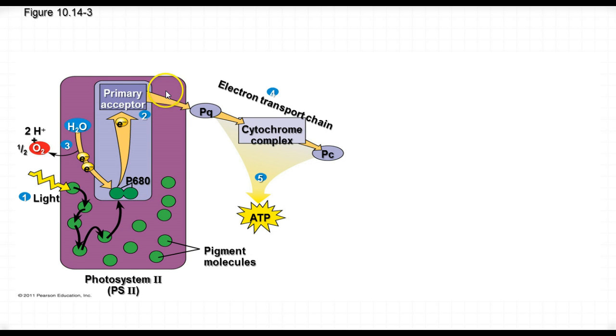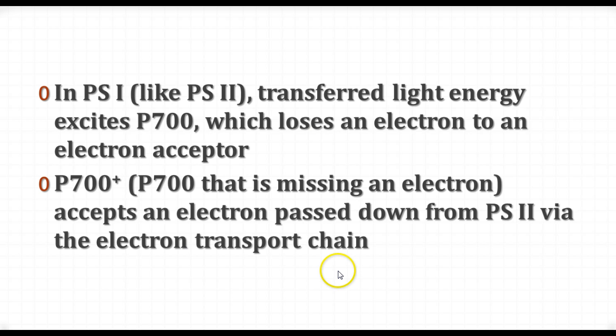So here's our electron transport chain. Our electrons are going from a highly excited state to a lower one. As they pass through these carrier molecules here, they're going to generate ATP by means of that proton motive force. In photosystem 1, light energy will then excite P700, similar to what happened in photosystem 2. It's going to lose an electron to an electron acceptor, and then it's going to gain the electron that's passed down from photosystem 2 by the electron transport chain.